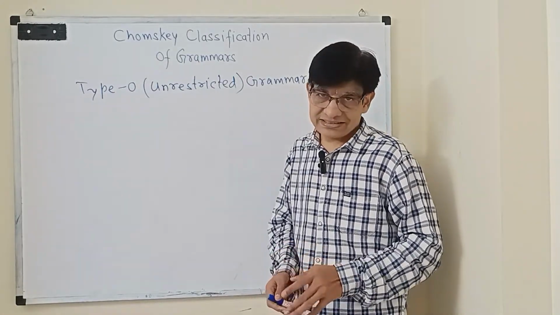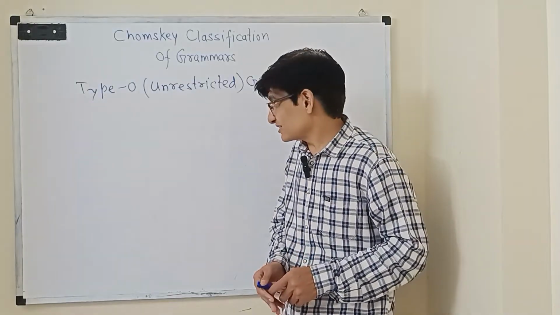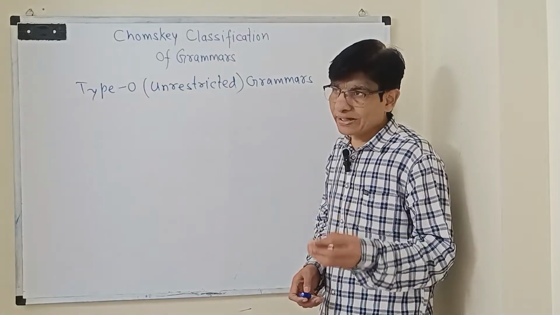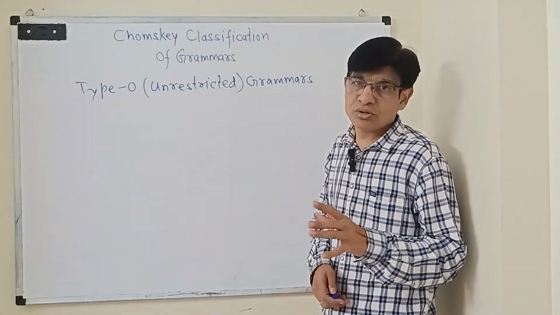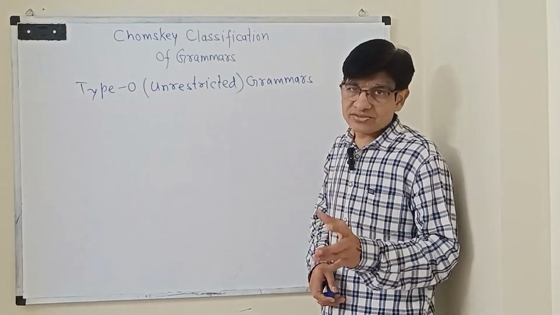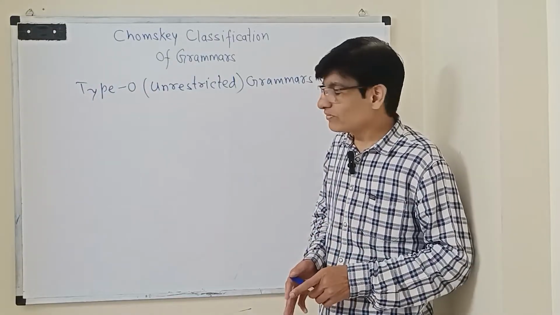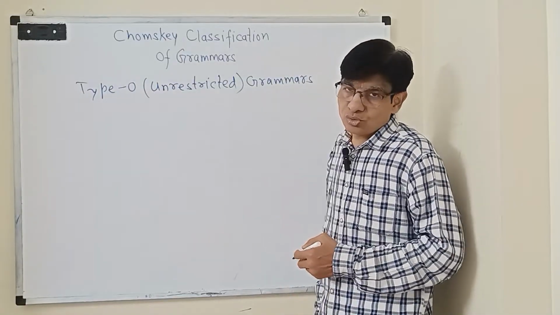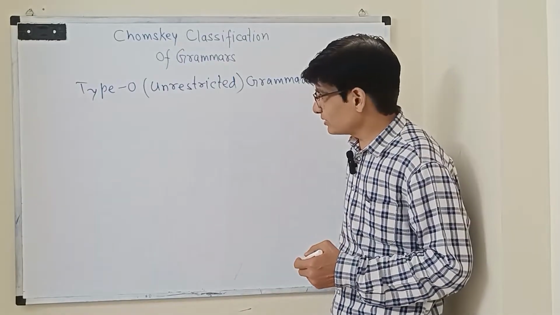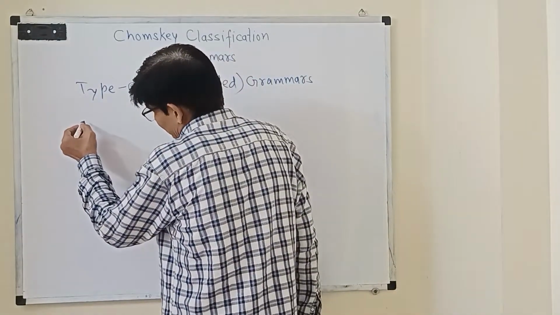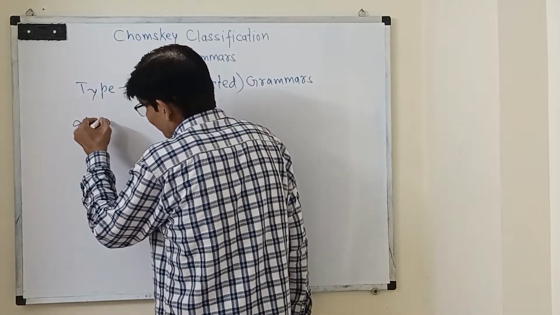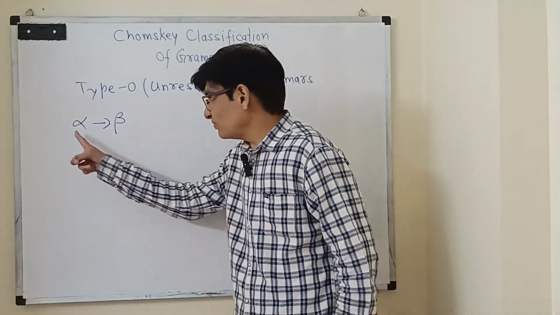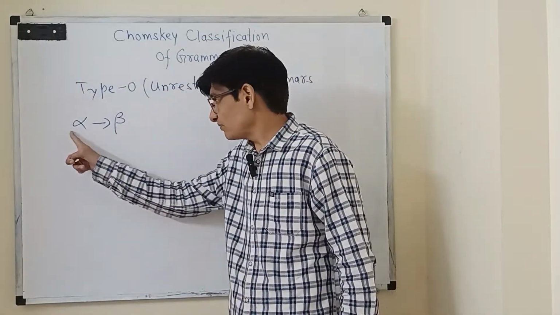So first we are discussing the type 0 grammar, which is also known as unrestricted grammar. Here we will apply some restrictions on types of production or production format. Based on that, we can create different classes of grammar. So first we will see here in type 0 what type of production rules we can have. The format of production rule will be alpha gives beta, where alpha will be replaced by beta.